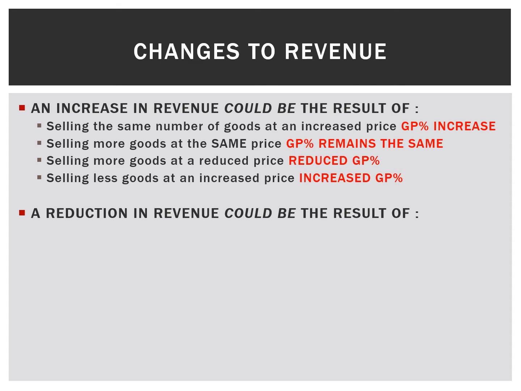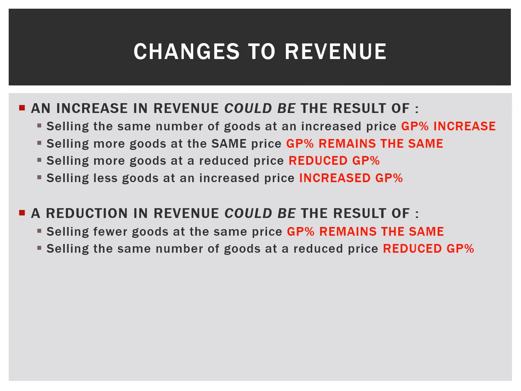And then if we look at reductions in revenue, the revenue figure going down could mean selling fewer goods at the same price. In that case, the gross profit will remain the same, or rather the gross profit percentage. Selling the same number of goods at a reduced price is going to reduce the gross profit percentage, or the gross margin. I use both terms. Selling fewer goods at an increased price will actually increase your gross margin.